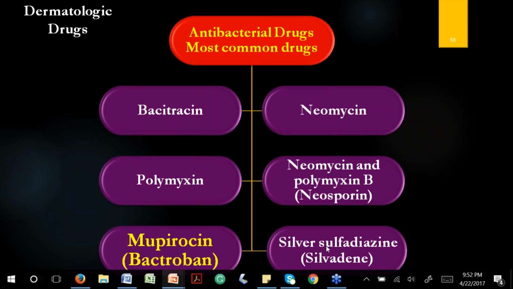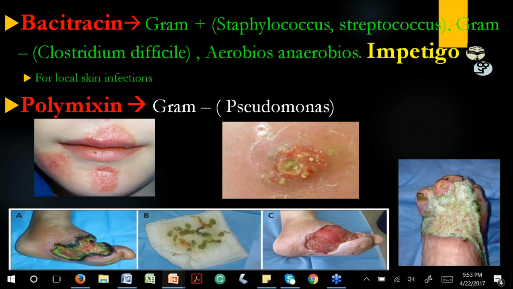The silver sulfadiazine is for burns, okay? And we have mupirocin, which is very important because it's treating what? Mupirocin is going to treat MRSA. What is MRSA? MRSA is methicillin-resistant Staphylococcus aureus. Methicillin is an antibiotic. MR, methicillin resistance; SA, Staphylococcus aureus. All right. So bacitracin, just to mention here, is going to be used for impetigo.